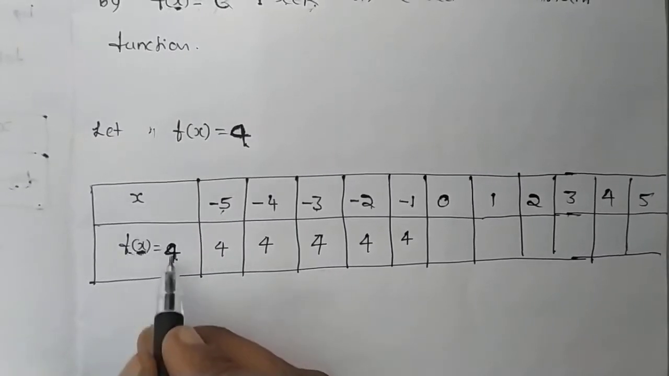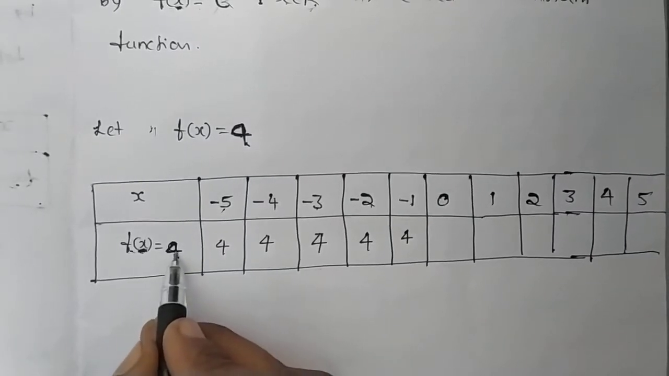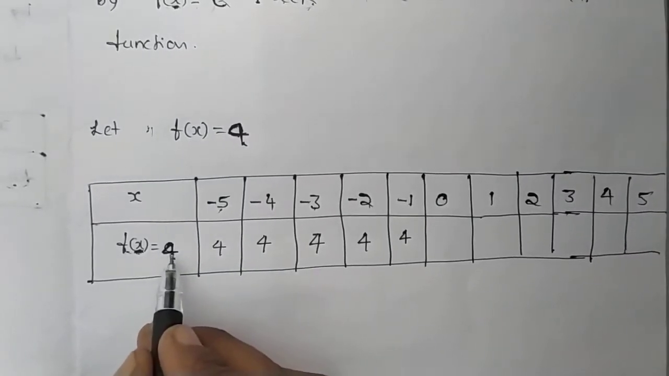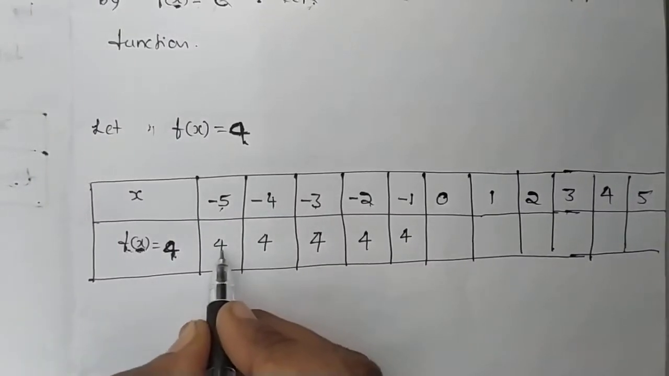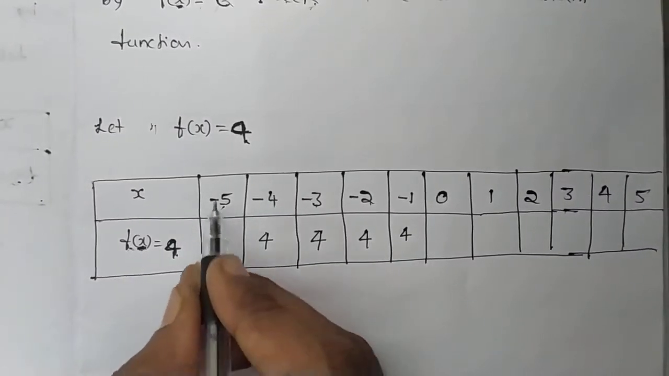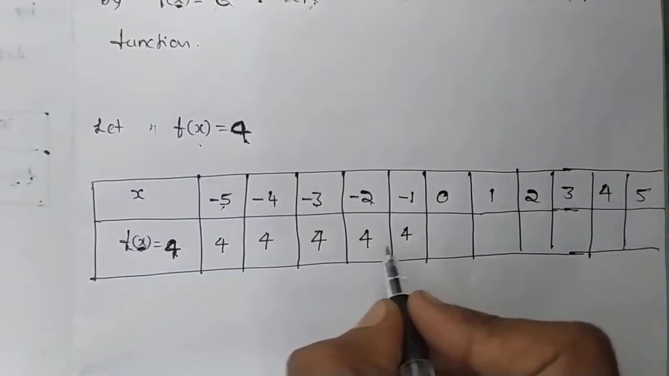f of -2 is also 5. f of -3 is also 5. Here we have the value 4, so the output value will be 4 only. Also, this 4 is the range for this function. That function is f of x equals 4.